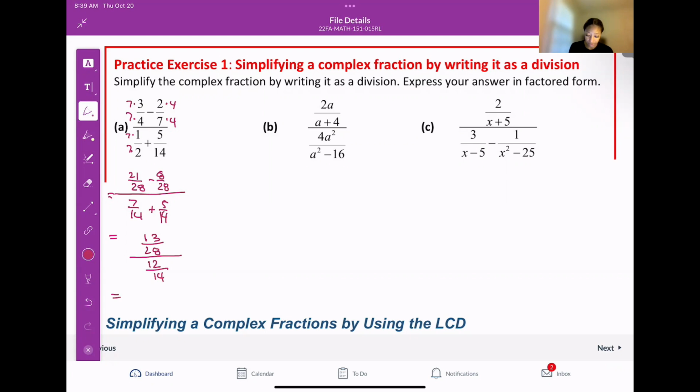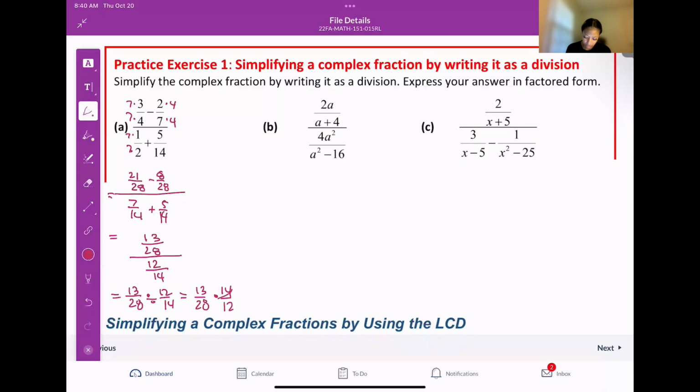And then if we write this as division, it would be 13 over 28 divided by 12 over 14. I can finish here, which is 13 over 28 times 14 over 12. And then the last step here would just be to simplify anything in the numerators with anything in the denominators. We can simplify the 14 and the 28.